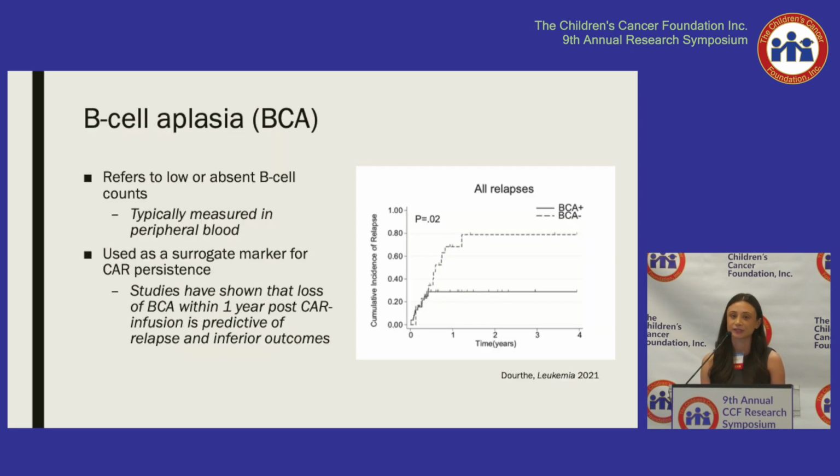B-cell aplasia refers to lower or absent B-cell counts after CD19 or other therapy that attacks a patient's B-cells. And so we have these effects that are on tumor but off target, and so we are depleting patients' normal B-cells in addition to their leukemia cells. This is typically measured in the peripheral blood, and it's used as a surrogate marker for CAR T persistence. In the curve on the right, you can see that patients who lose B-cell aplasia or recover their B cells have inferior outcomes, especially within 1 year post-CAR T therapy.